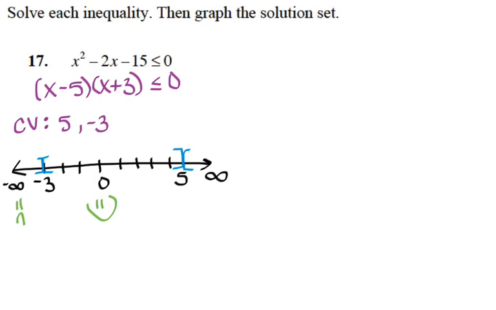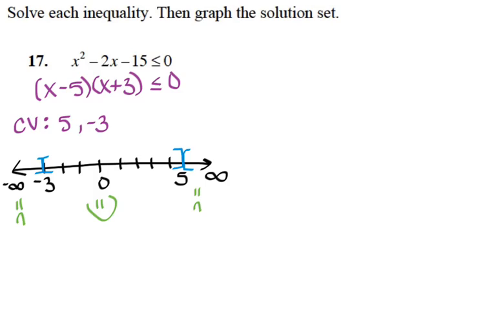And then finally I need to pick a value from 5 to infinity, so I'm going to go with 6. So I have 6 minus 5 times 6 plus 3. That gives me positive 9, and I needed it to be negative because, again, looking back at your inequality, it had to be less than or equal to 0. So this interval doesn't actually work.